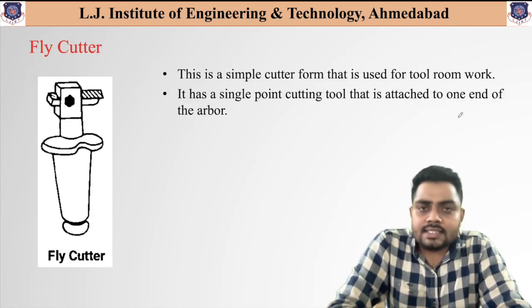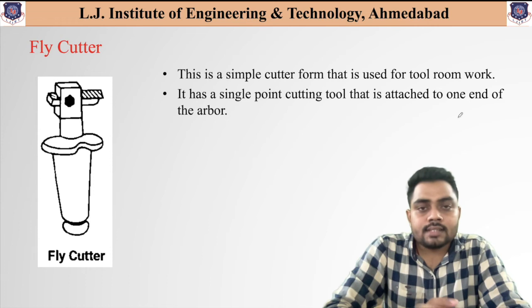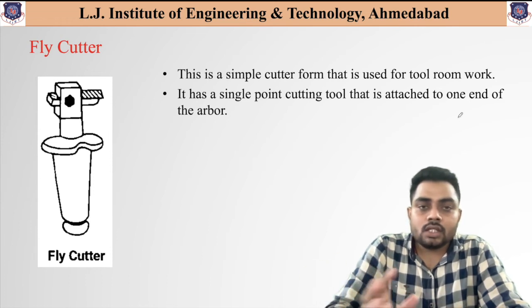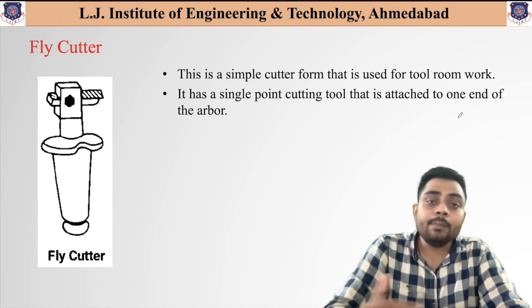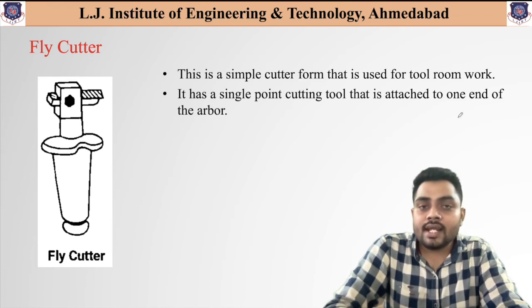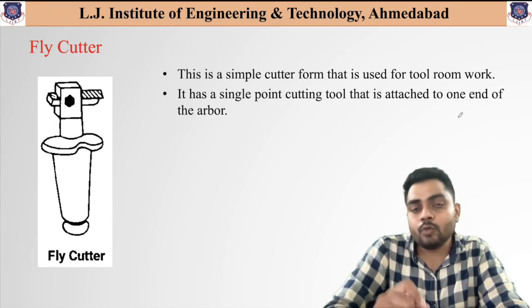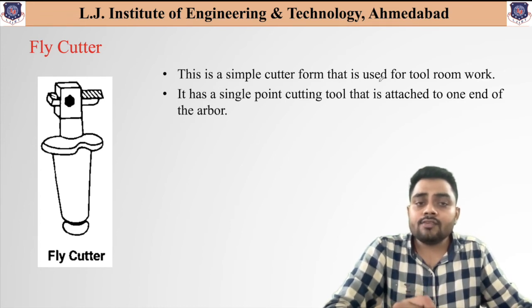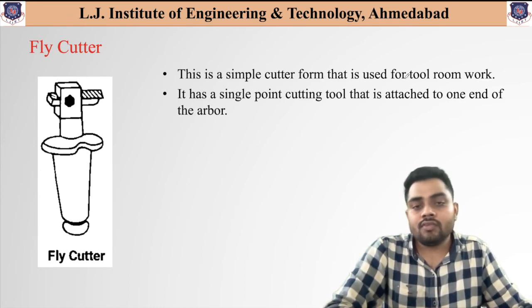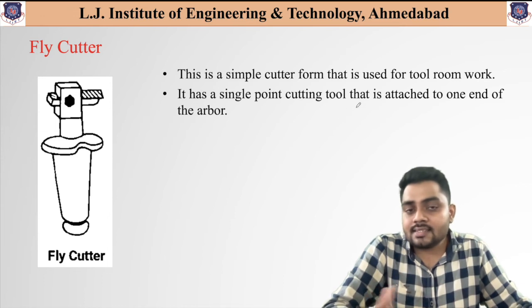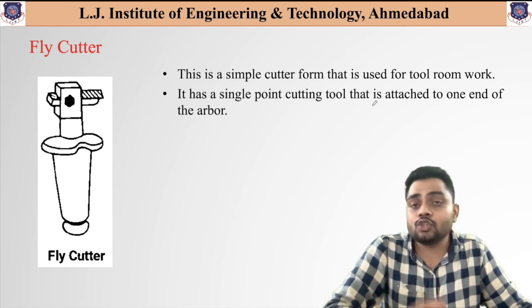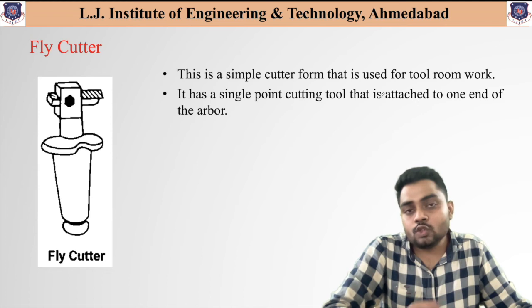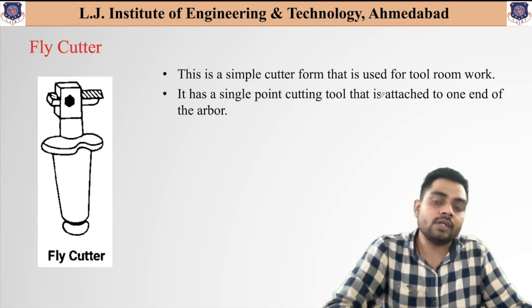Now the last one, that is the fly cutter. As we have seen, in all the milling cutters multiple cutting edges are available, whereas in the fly cutter a single point cutting tool is attached, and this simple cutter form is used for tool room work. As we have mentioned, it has a single point cutting tool attached to one end of the arbor, and it is used to remove material from the workpiece.